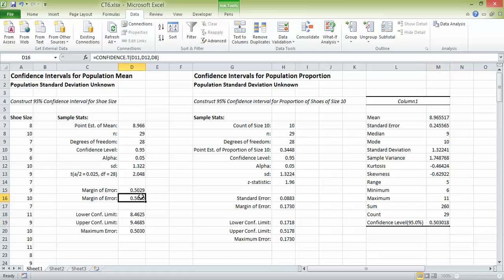So if you don't want to, you don't even have to go through these calculations. There's the margin of error. It's called confidence level, but it's really the margin of error. It's the plus or minus thing that follows the plus or minus in our equation.